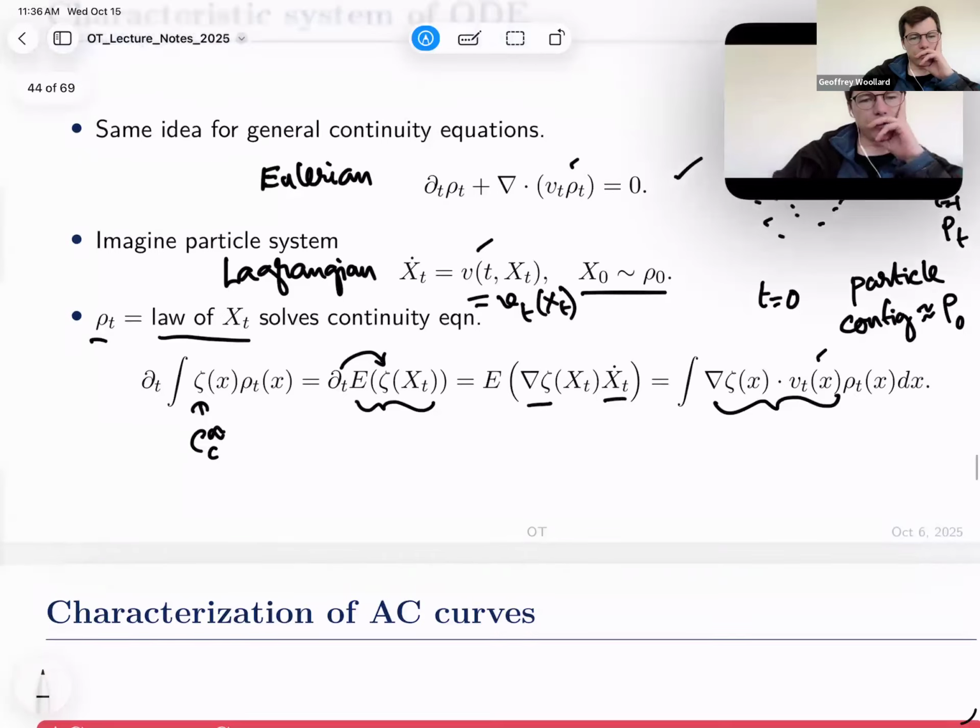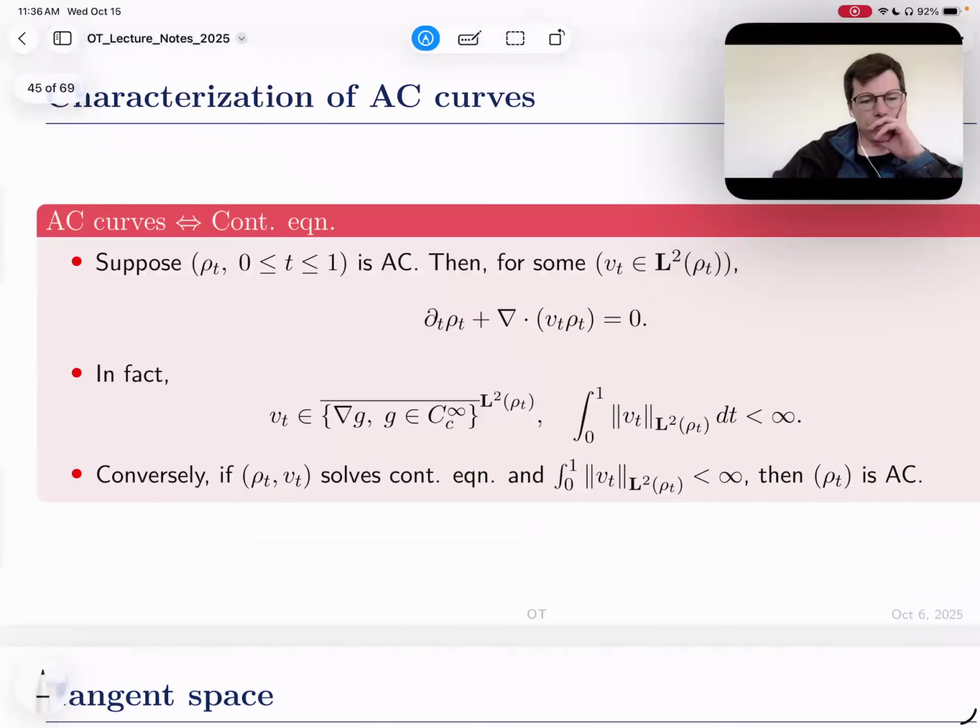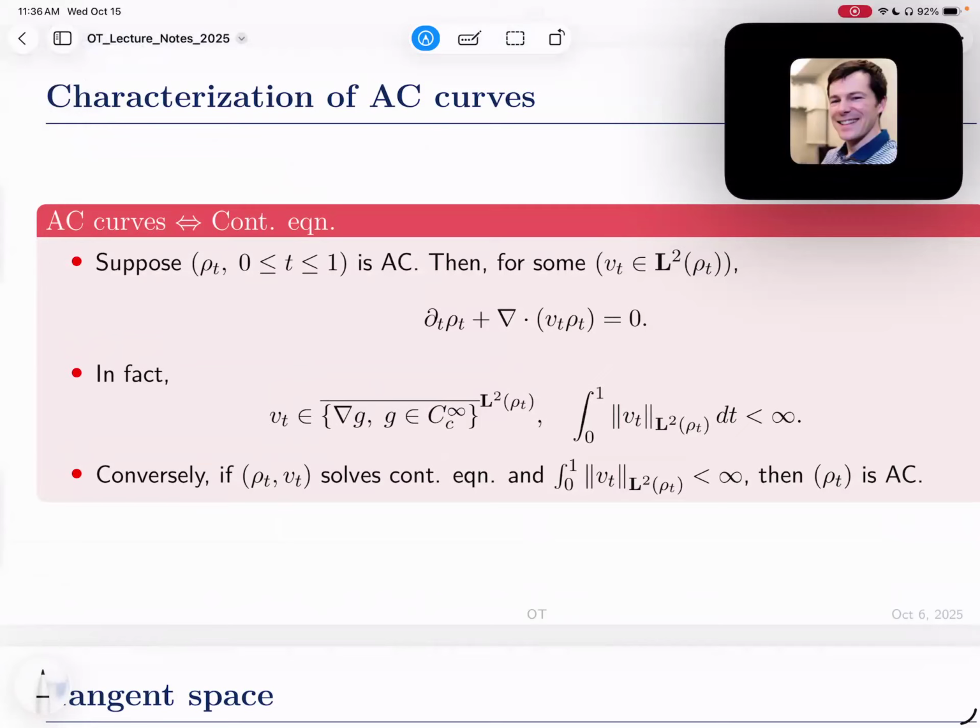Okay, so here is the main result: all absolutely continuous curves in Wasserstein space are characterized by solutions of continuity equations. This is non-trivial because, again, what are absolutely continuous curves in the Wasserstein space? These are curves such that there exists some integrable function g such that the W2 distance between rho s and rho t is bounded above by the integral of g of u between s and t. That's the definition of absolutely continuous curves.